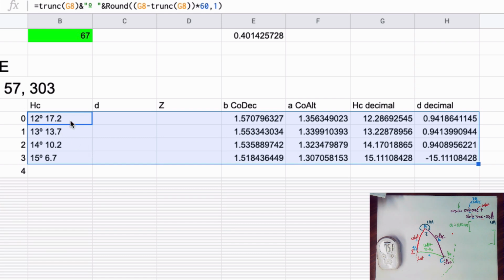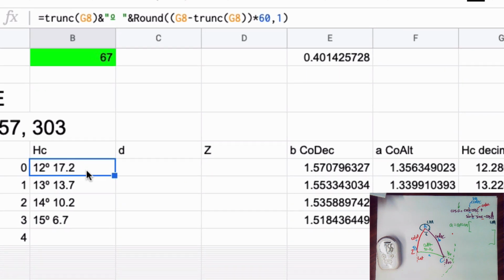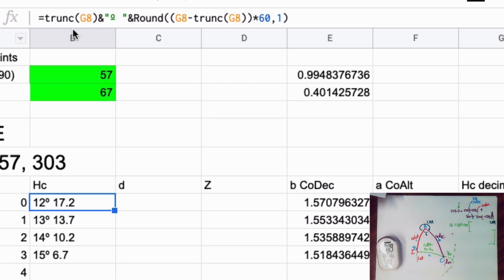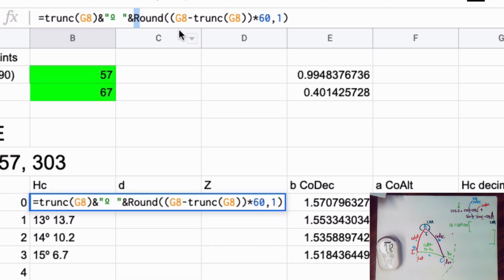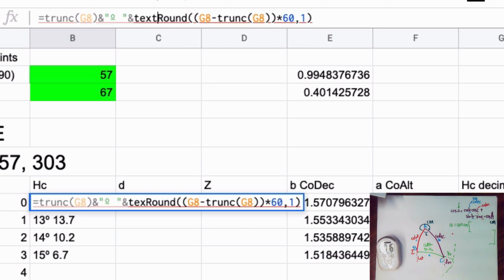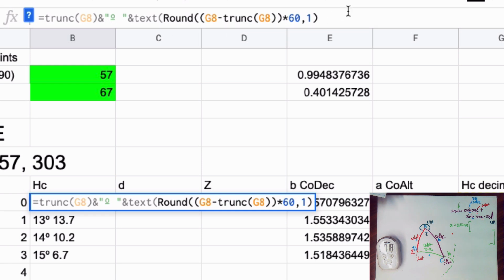So let's change the formatting a little bit more. We want it to have a leading zero. So this 6.7, we want that to actually be 06.7. The way we do that is a text command, and we use text formatting. So it's all part of this rounding business. We're going to use the text command, text, and then the formatting is going to be 00.0.